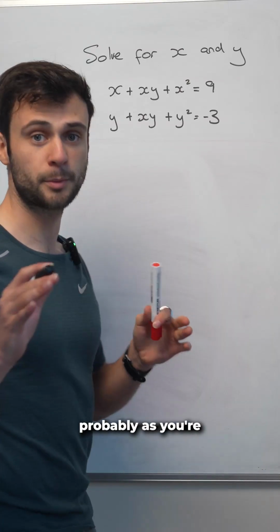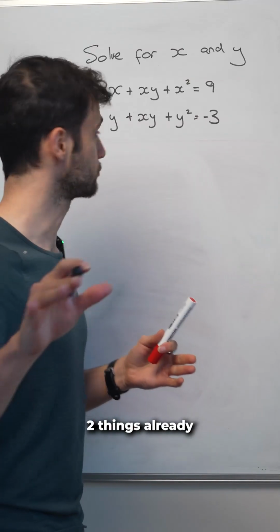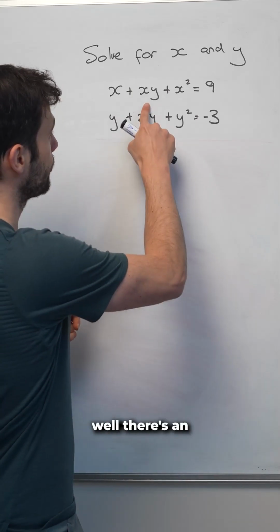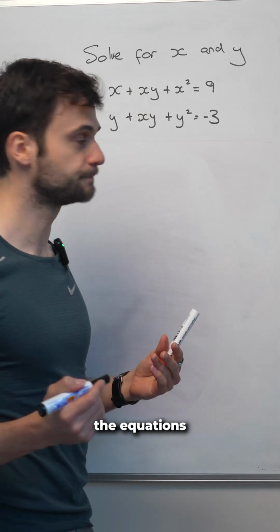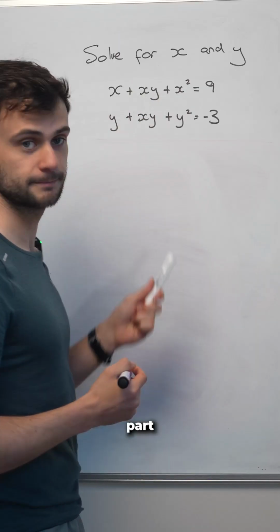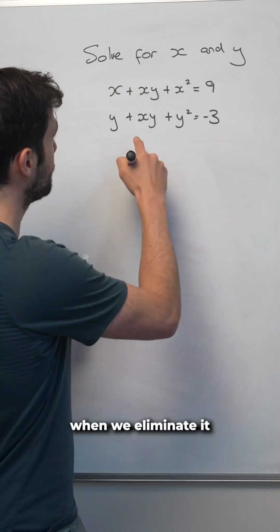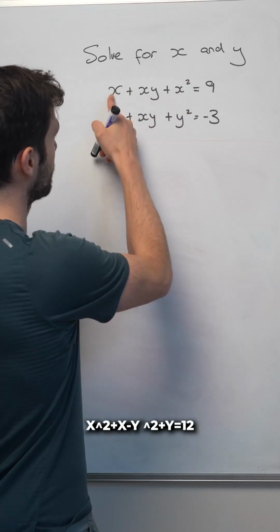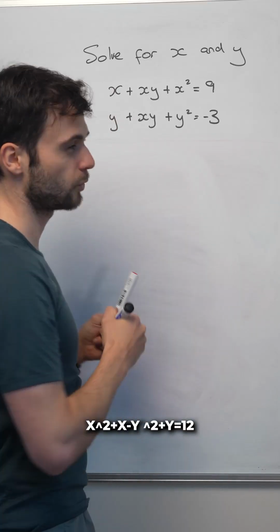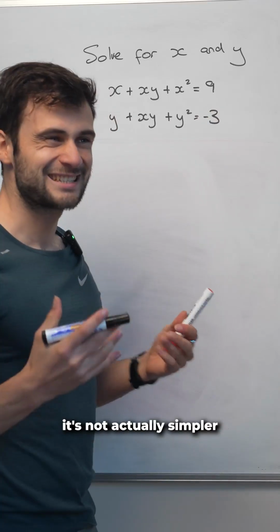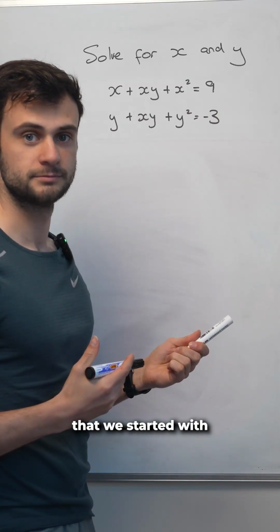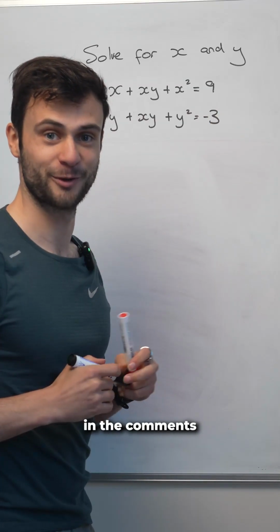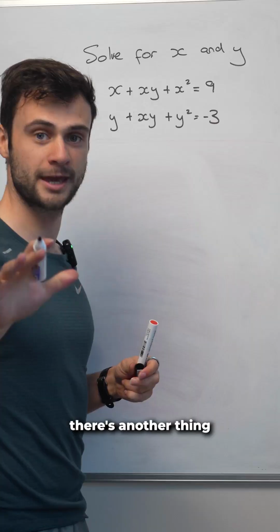are going to help. Probably as you're looking at this question, you've picked up on two things already. The first one being, well, there's an xy in both of these, so if we subtract the equations, then we're going to eliminate this part. The trouble with that is, when we eliminate it, and we've got x squared plus x minus y squared plus y equals 12, it's not actually simpler than either of the equations that we started with.